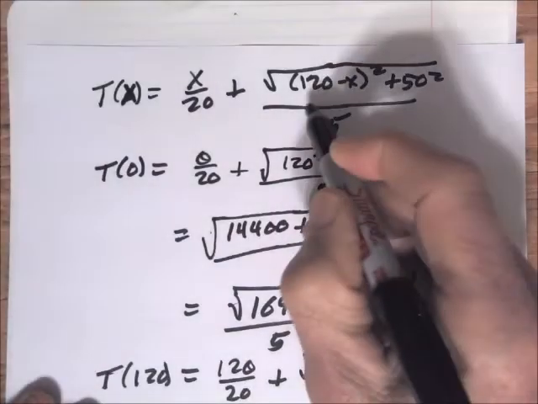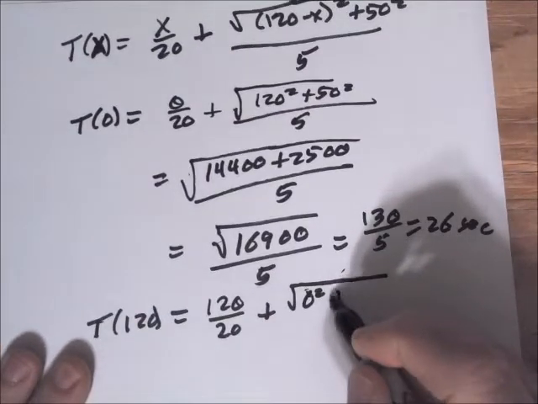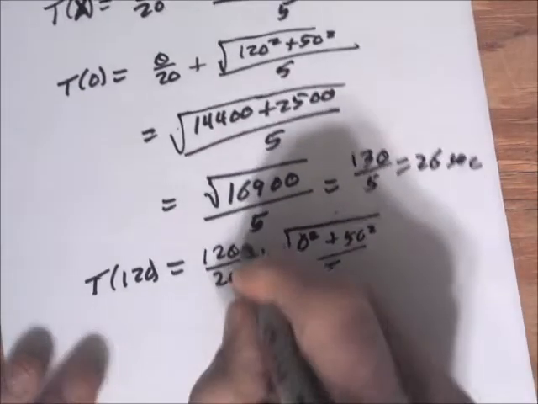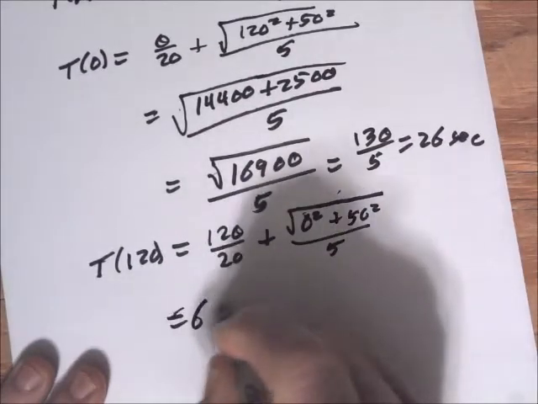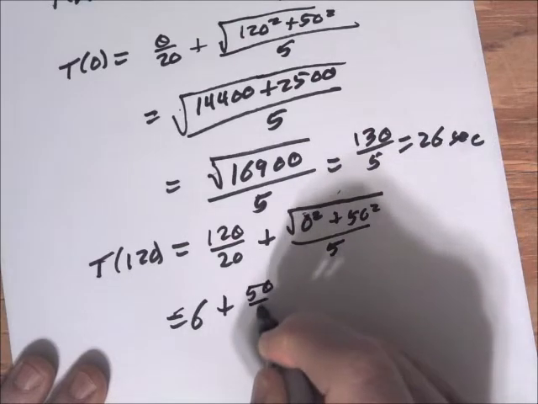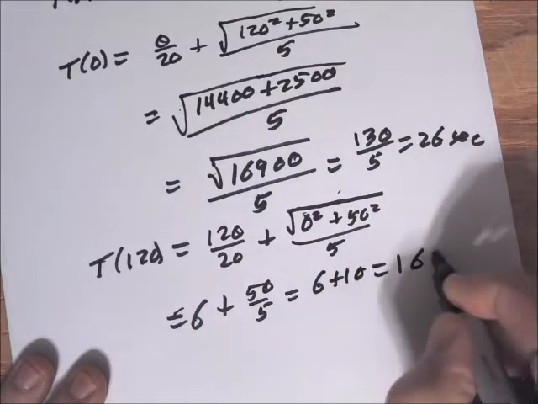So plugging in 120 into here, 120 minus 120 is 0. 0 squared plus 50 squared over 5. So it's 120 over 20 is 6. 6 plus square root of 50 squared is 50. 50 over 5 would be 6 plus 10, which is 16 seconds.